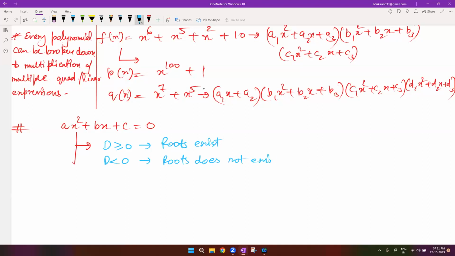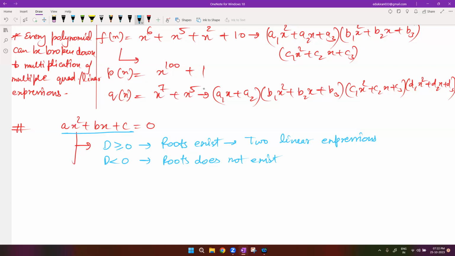Now understand, what does that mean? If roots exist, this particular quadratic expression can be further factorized into two separate linear expressions. This can be further factorized into multiplication of two linear expressions. And if you are not able to find the root, it means that you cannot further factorize this expression. You can't factorize this.